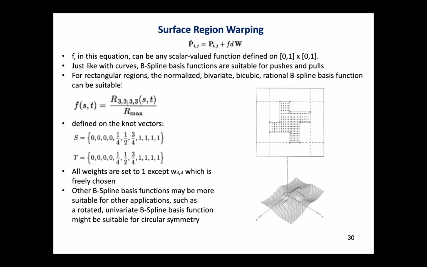And that would be given by this function, defined on the knot vectors S and T, and all the weights are set to 1, except for W sub 33, which is freely chosen by the designer. Other B-spline basis functions may be more suitable for other applications, such as a rotated univariate B-spline basis function, which might be suitable for circular symmetry.